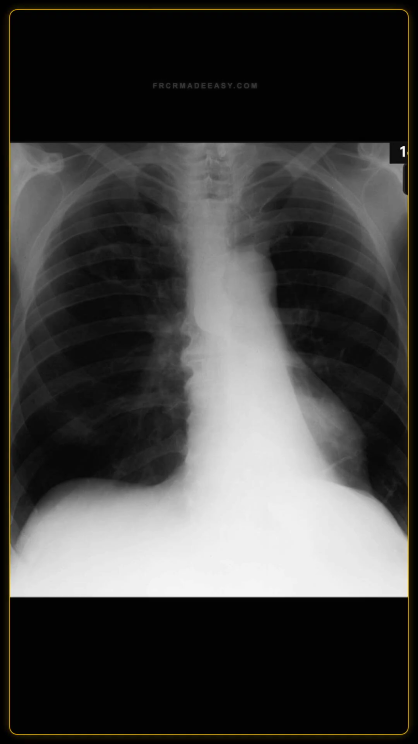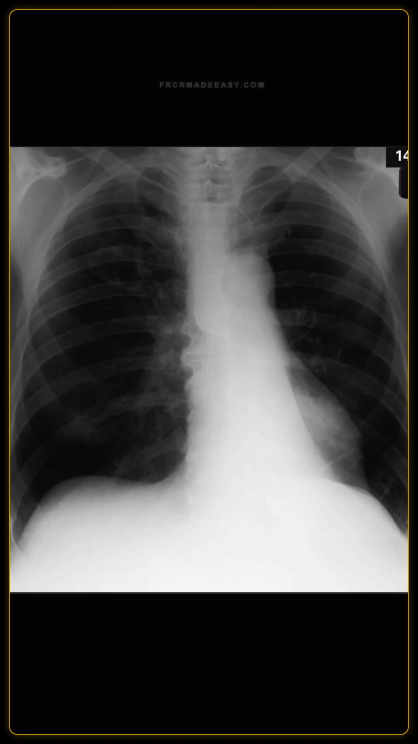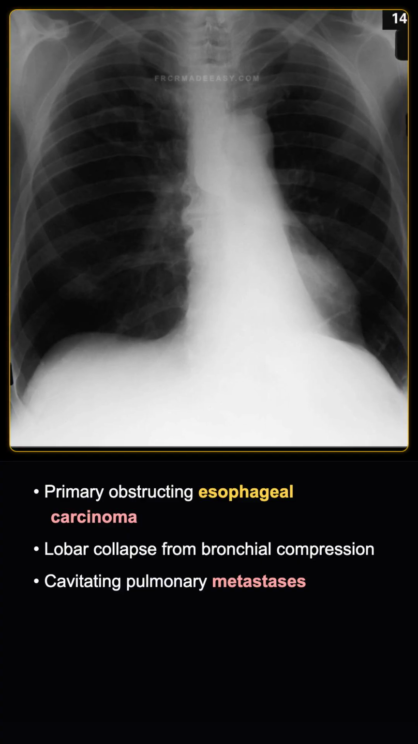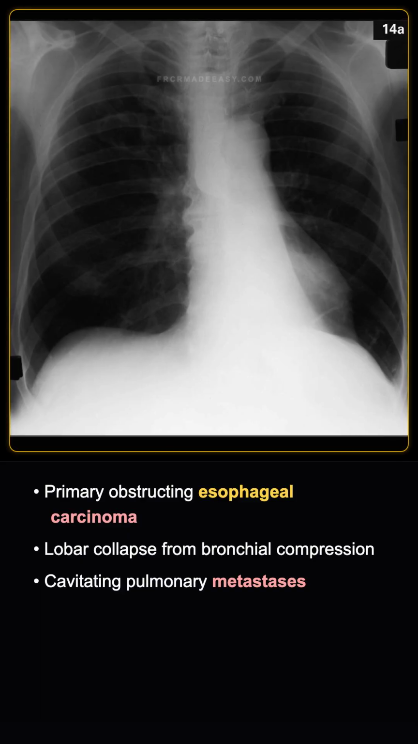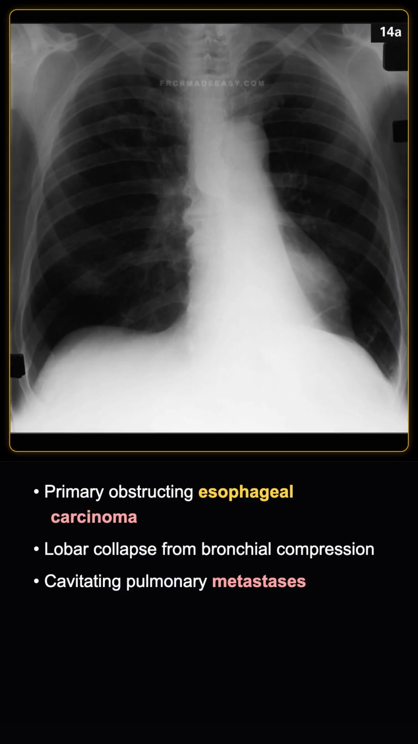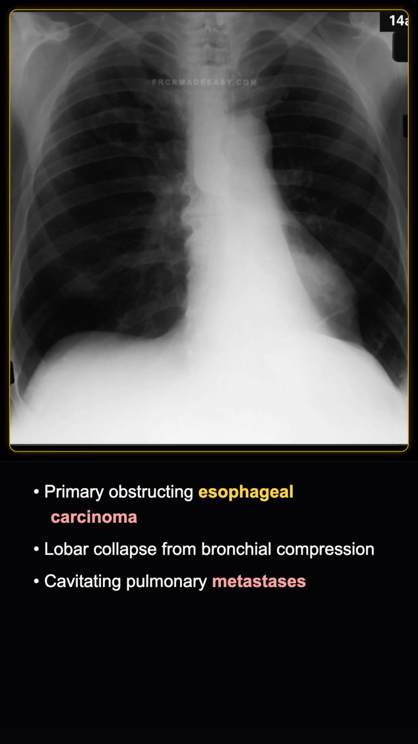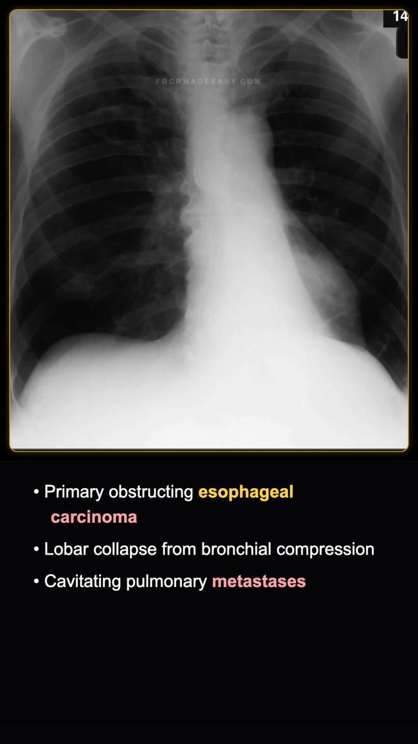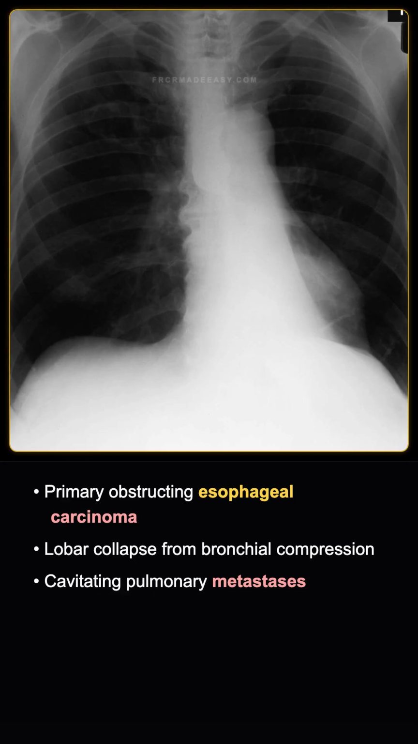What is the most likely primary diagnosis and the mechanism for these findings? The primary diagnosis is an obstructing esophageal carcinoma. The esophageal tumor is causing dysphagia and the barium cutoff. The left lower lobe collapse is secondary to direct bronchial compression by the esophageal mass. The cavitating right upper lobe lesions are hematogenous pulmonary metastases from the esophageal primary.